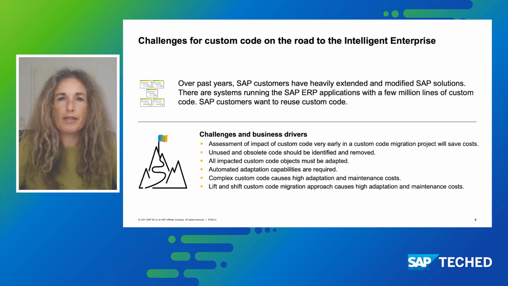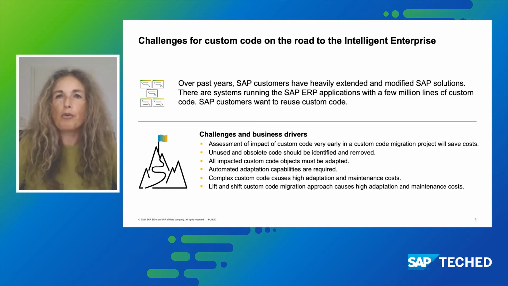Over the past years, SAP customers have heavily extended and modified SAP solutions. There are ERP systems with a few million lines of custom code. On the way to intelligent enterprise, during system conversion to SAP S/4HANA or transformation to SAP Business Technology Platform, customers need to identify the custom code which is suitable for migration and adapt it accordingly. And thereby the customers face the following challenges.